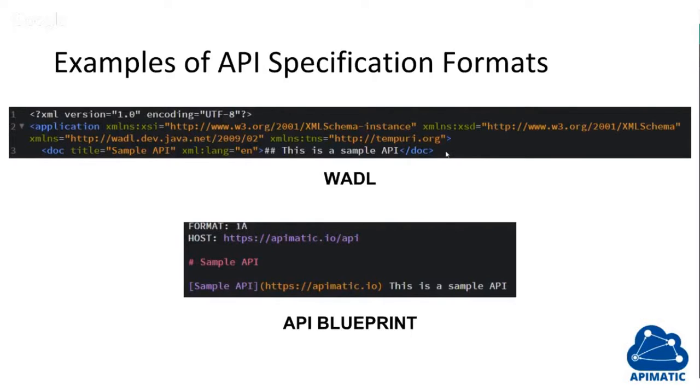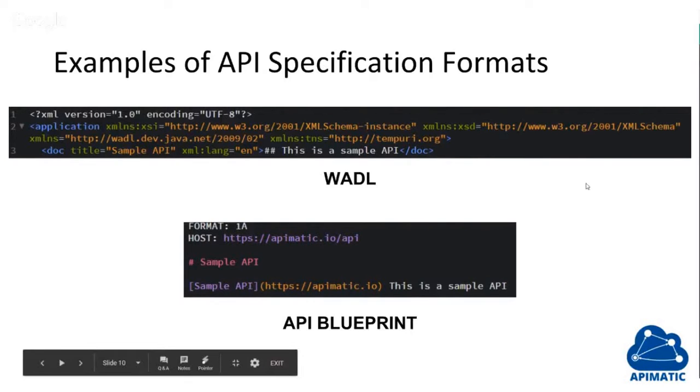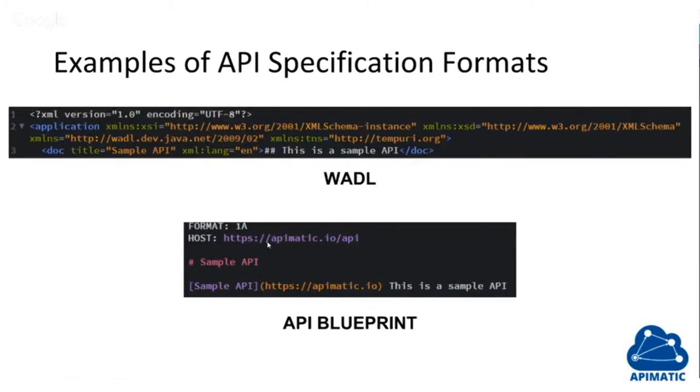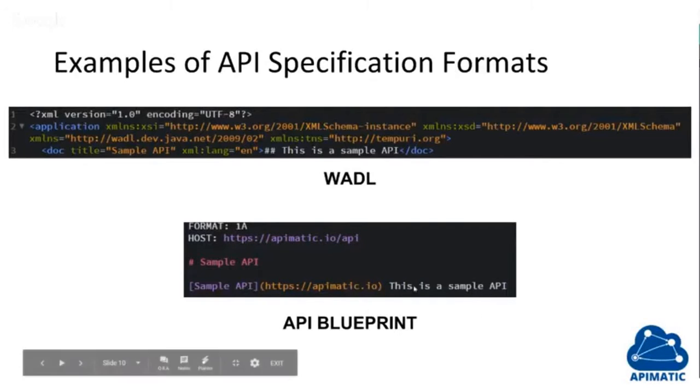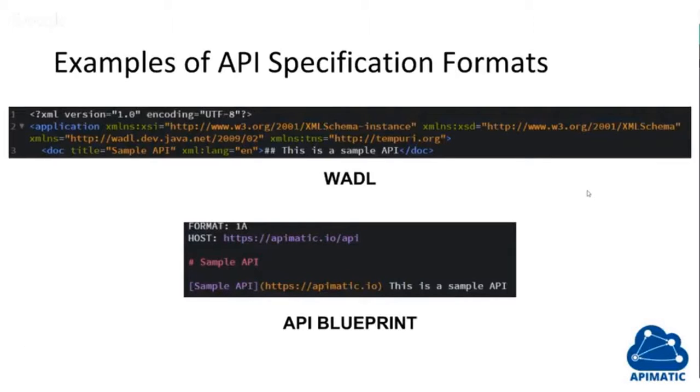Comparing this to API Blueprint, which uses Markdown, it seems like a very natural language and a natural way of explaining what the API specification is. We simply tell what the host is, we have a description here, we have a title here, and this becomes very human readable. Even a non-techie person could look at this specification and get some information out of it.